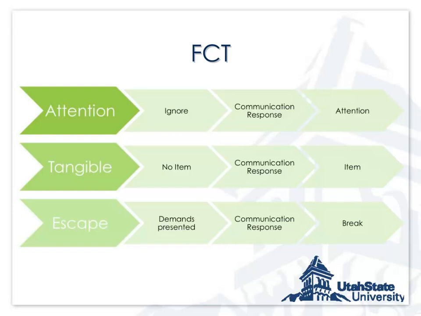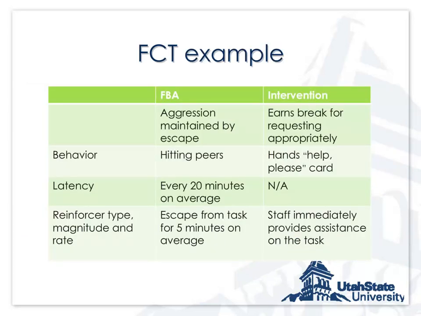If access to tangibles is the function of problem behavior, then the tangibles should only be delivered after the individual engages in the communicative response. And for problem behavior maintained by escape, breaks from demands should only be made available after the individual engages in the functional communication response. For example, using FCT for a problem behavior consisting of hitting peers maintained by escape from instruction would consist of teaching the individual to ask for help by handing a card.